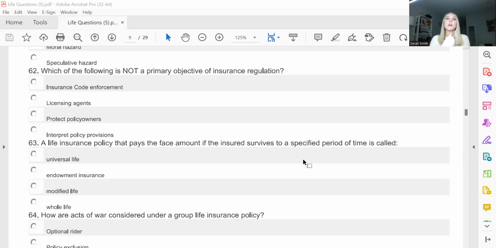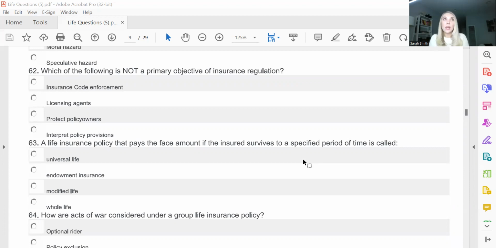Which of the following is not a primary objective of insurance regulation? Not a primary objective of insurance regulation. And this is going to be D, interpret policy provisions. Insurance regulation has more to do with the laws and the states enforcing those laws than interpreting policy provisions.